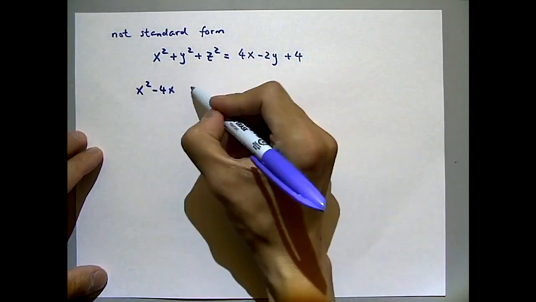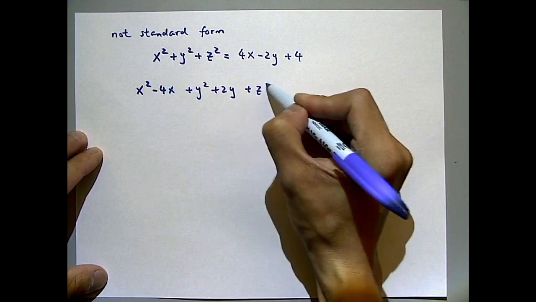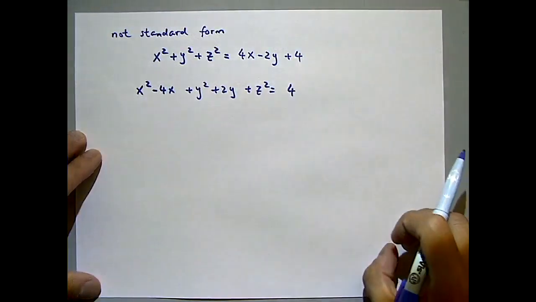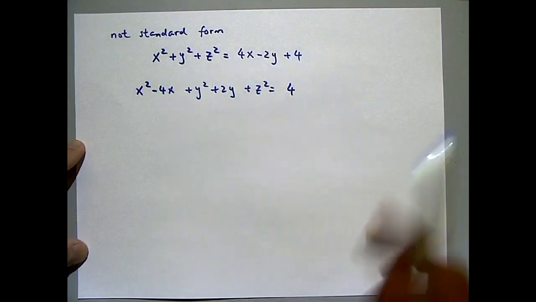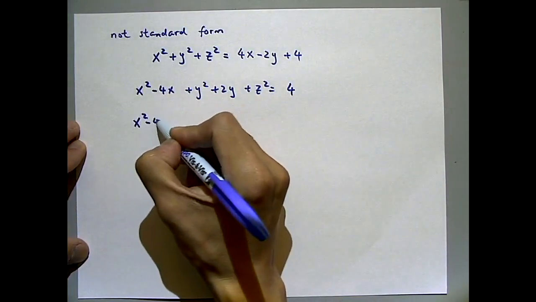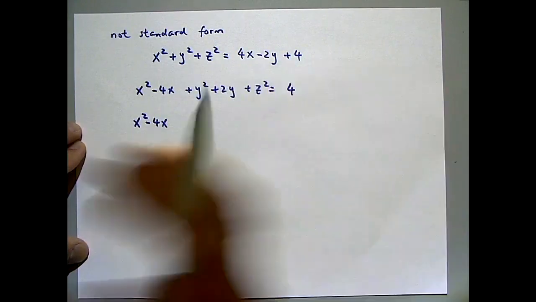So we bring everything over to the left-hand side. I'll leave that 4 over there on the right. And how do we complete the square? Let's look at the x part here. What do we do? B over 2. What's B? This one right here. So that's right. You take 1/2 of this number and square that, and we add it to what we got.